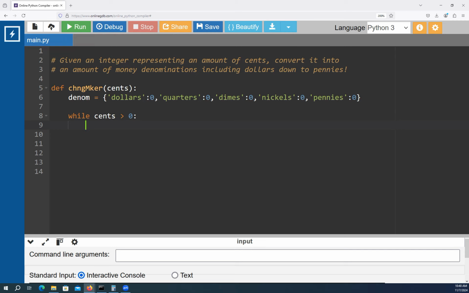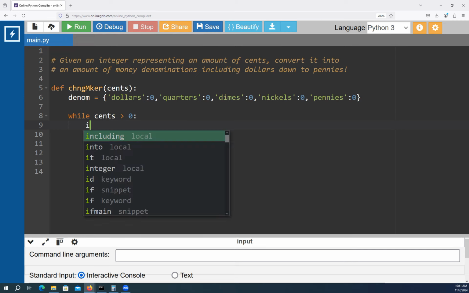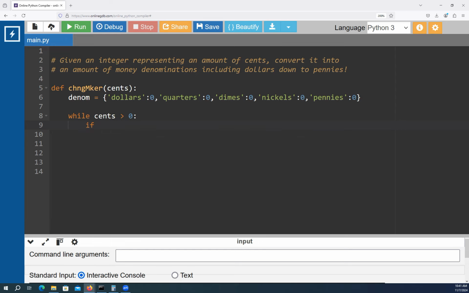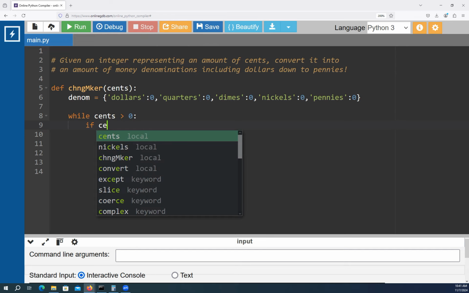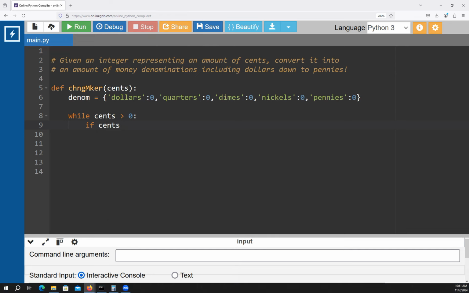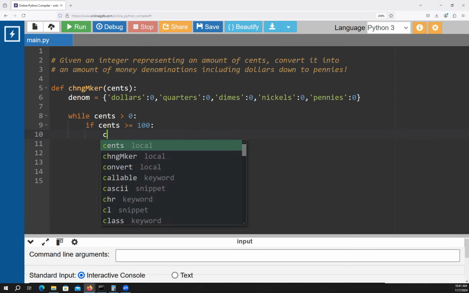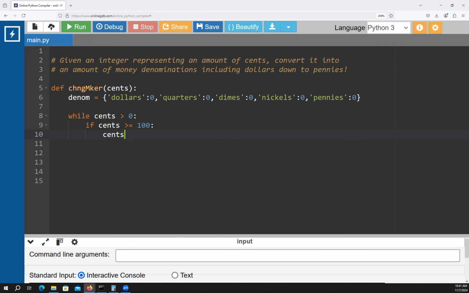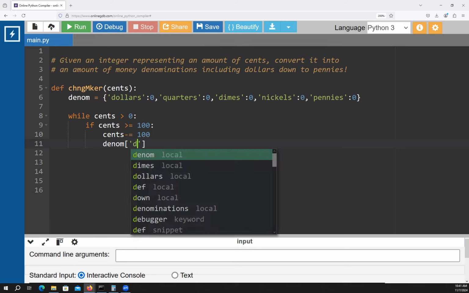All right. So there'll be several if statements, or really an if and several elif statements. Correction. So you have the cents greater than or equal to 100, that means we need to deduct $1. So we'll do cents minus equal to 100, and then from denom, we're going to add $1.